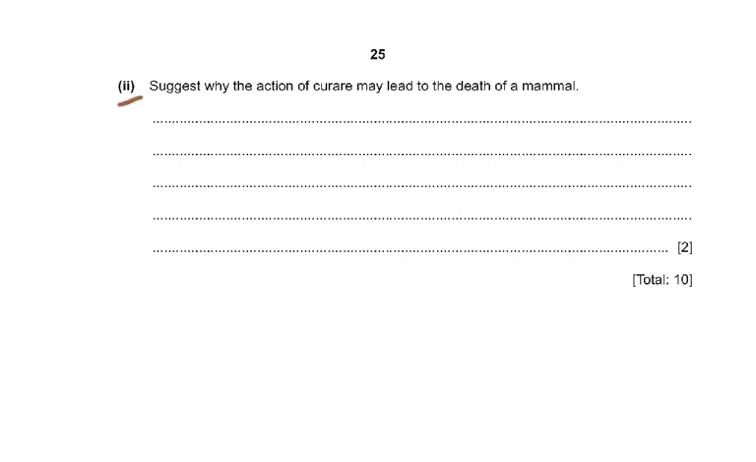Coming to the last part of this question, suggest why the action of curare may lead to the death of a mammal. You've got to think of which muscles. If it's the intercostal muscles or the diaphragm muscles or the rib muscles, then the person is going to be unable to breathe. Or if it affects the cardiac muscle, then it stops the heart working. So it will stop blood circulation. So of course that's going to result in the death of a mammal.